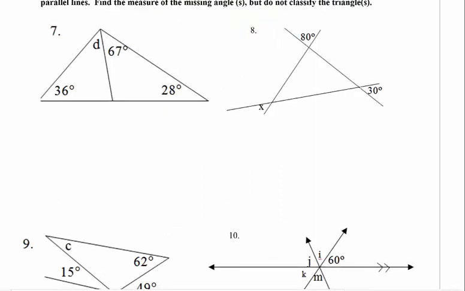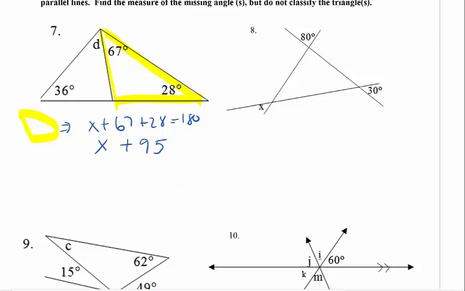So looking at number 7, we're going to use our relationship of a triangle. The first thing I can do here is I know this is a triangle that adds up to 180 degrees. So I'm going to use that piece first. So I have x plus 67 plus 28 equals 180. That gives me x plus 95 equals 180. Subtract the 95 from both sides, and that would give me an 85 in here.